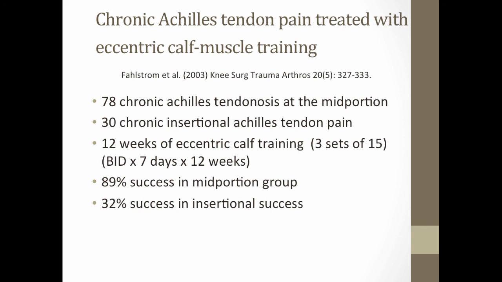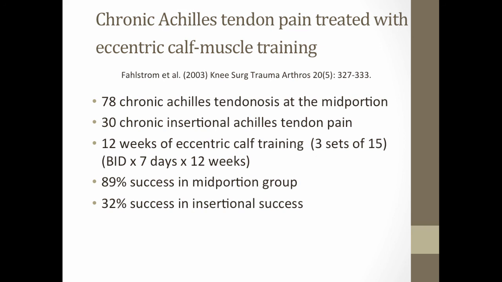So a couple of different studies looked at what you should do when you have somebody with chronic Achilles tendon pain. This study looked at doing eccentric calf muscle training. They had 78 individuals who had mid-portion Achilles tendinosis versus 30 individuals who had insertional Achilles tendon pain. So really, how do you categorize these two? It's when you're asking the patient where they have discomfort. As you can imagine, the insertional Achilles tendon pain is right where it inserts onto the calcaneus, versus usually mid-portion is about 2 inches proximal to that.